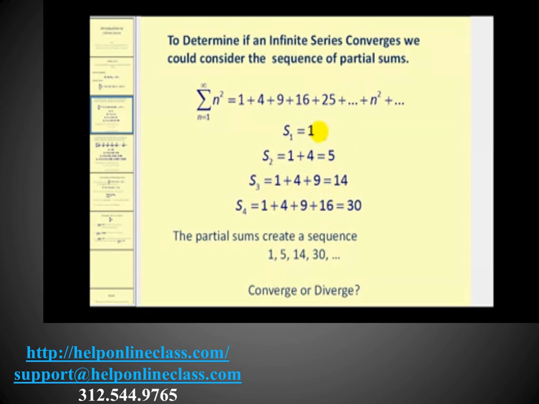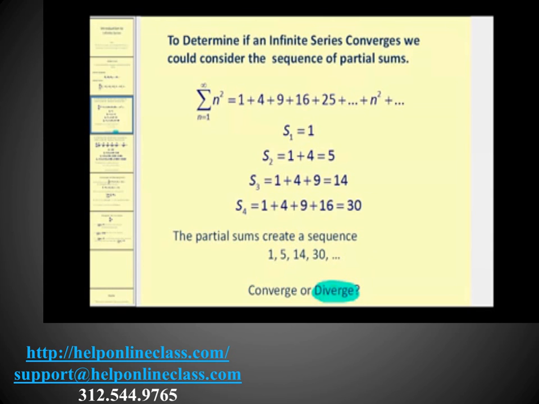And the question becomes, does the sequence of the partial sums, 1, 5, 14, and 30, converge or diverge? So the sequence is generated by the partial sums of the infinite series. It's probably pretty easy to see from this sequence, it appears as if this is going to increase without bound, and therefore this infinite series diverges. We'll take a look at a more formal definition in a few minutes.